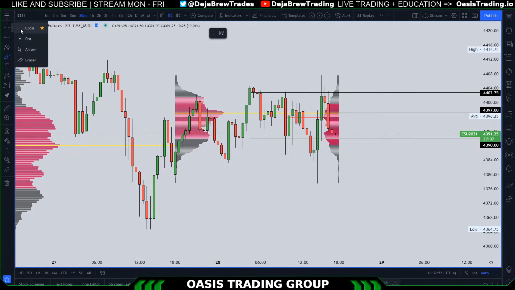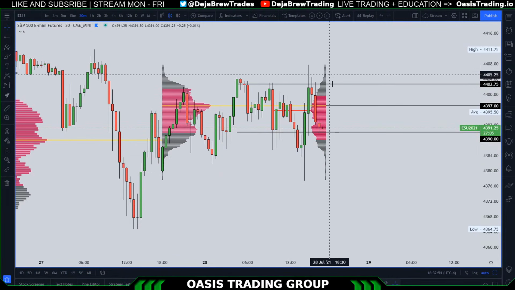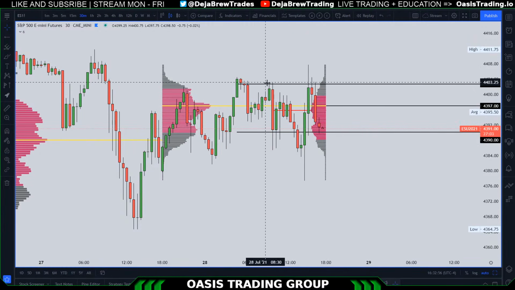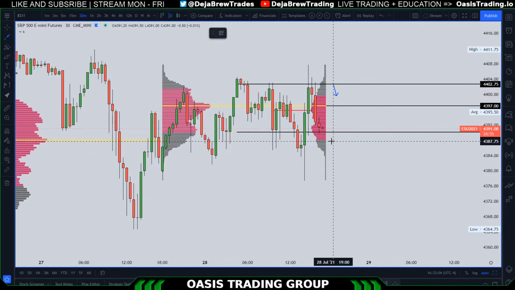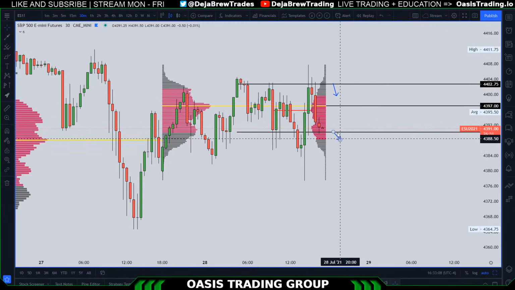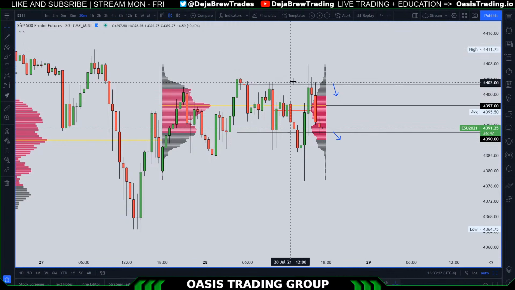So, for example, if we looked at today's session compared to the pre-market, what happened? The value area high shifted lower. The POC stayed exactly the same. And the value area low shifted lower. So a little bit of weakness today compared to the pre-market session, right?